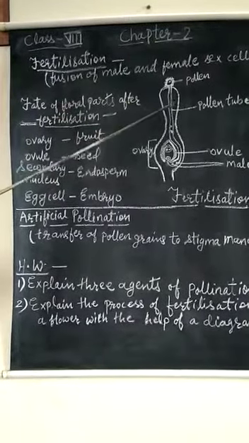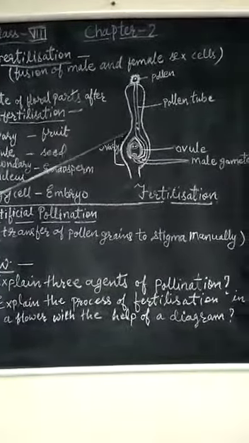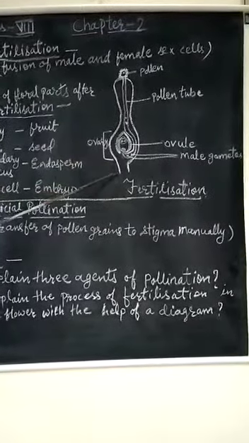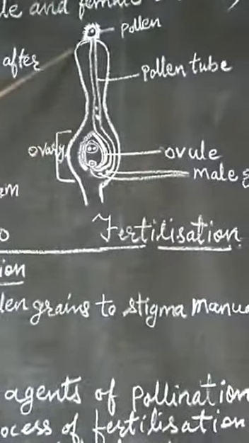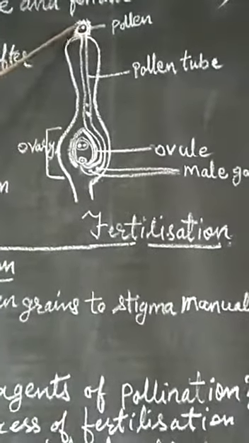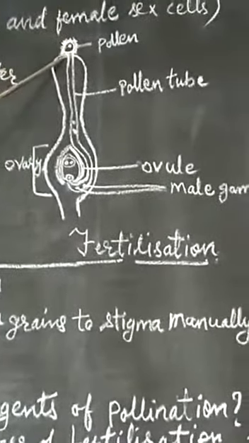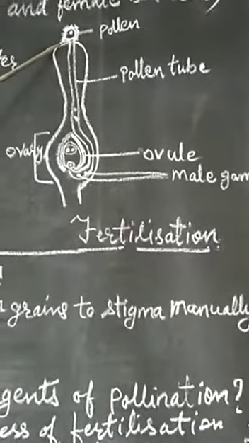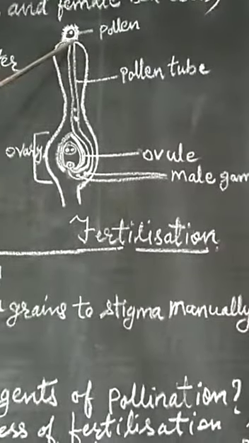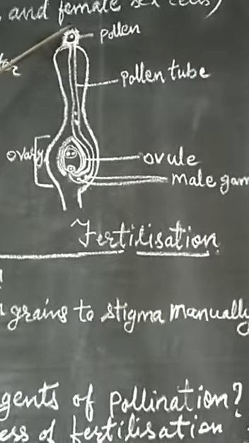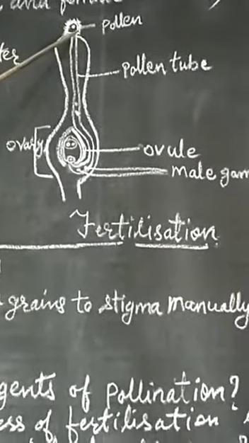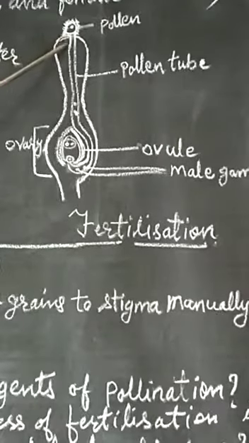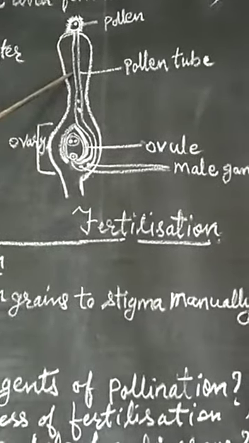Now let's see, this is the female part of the flower, that is the gynoecium. Once the pollen grain reaches the stigma, it becomes moist, meaning it absorbs moisture, and after absorbing moisture, pollen tube formation begins.